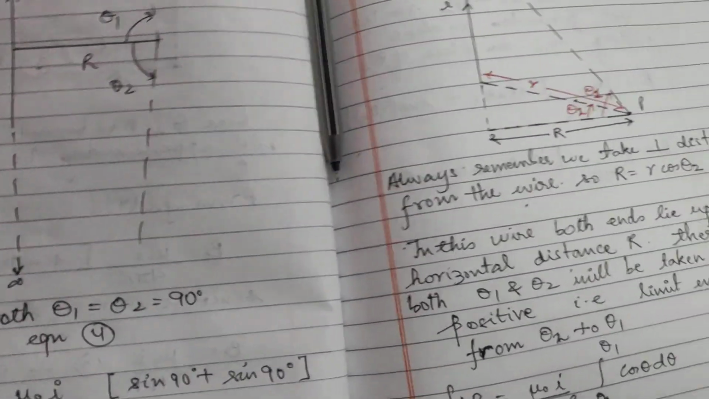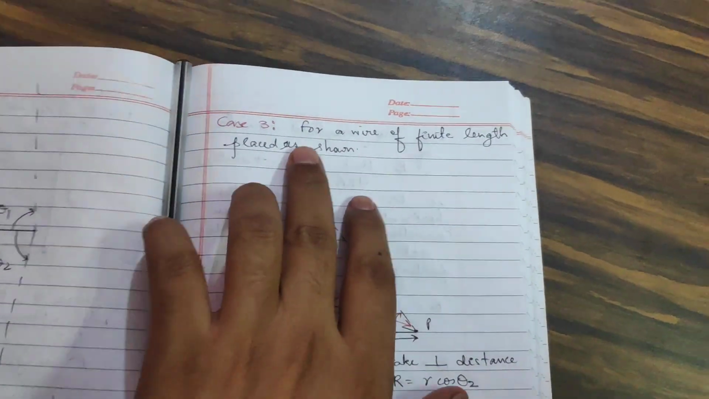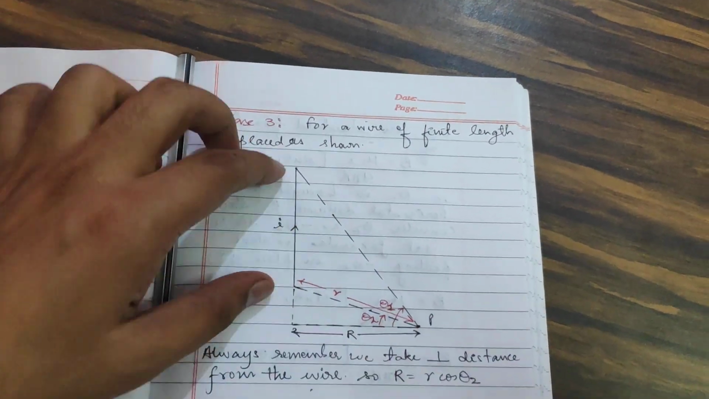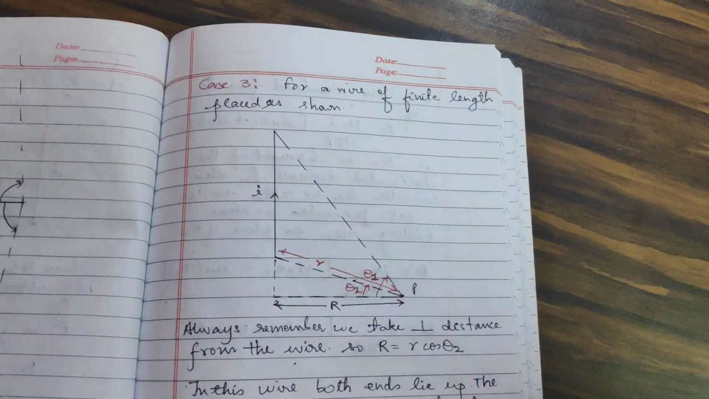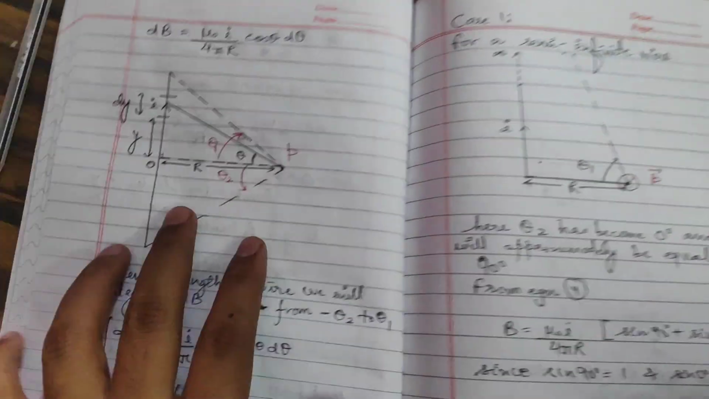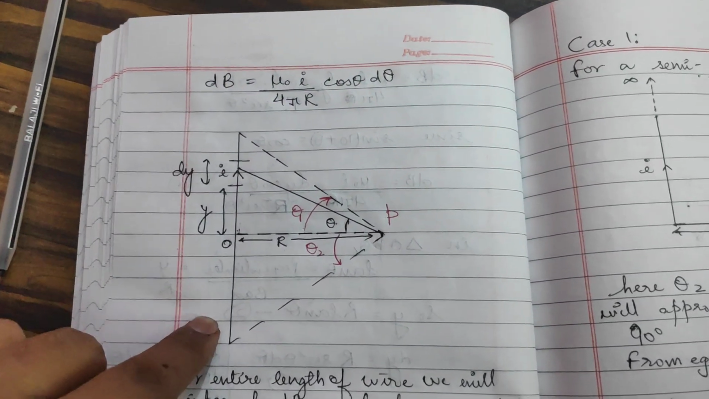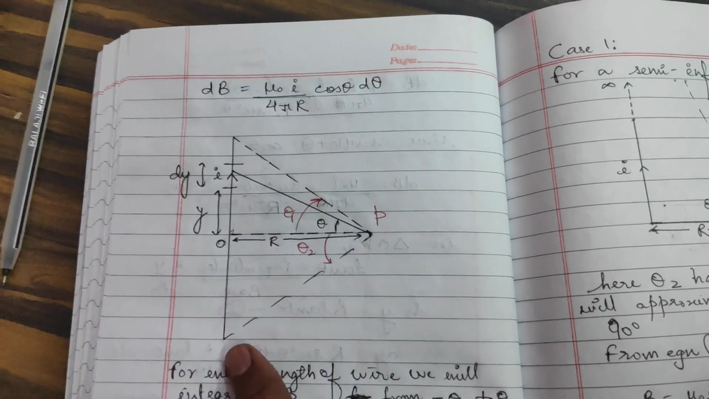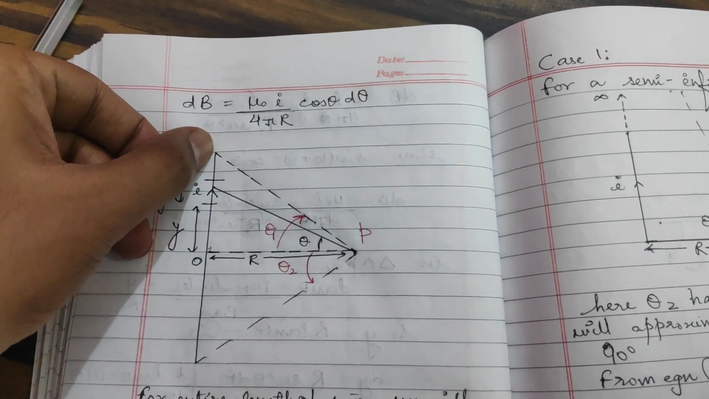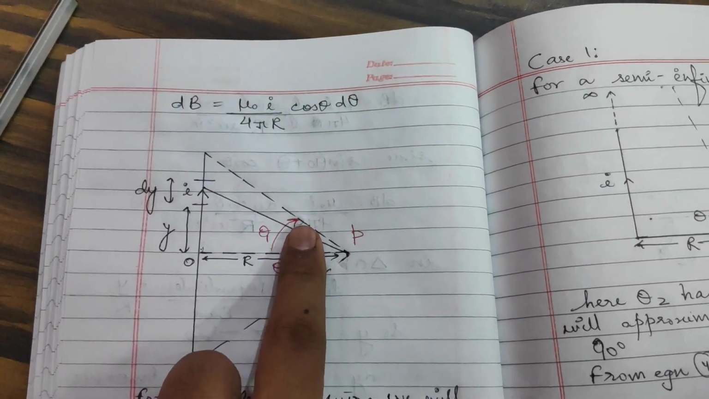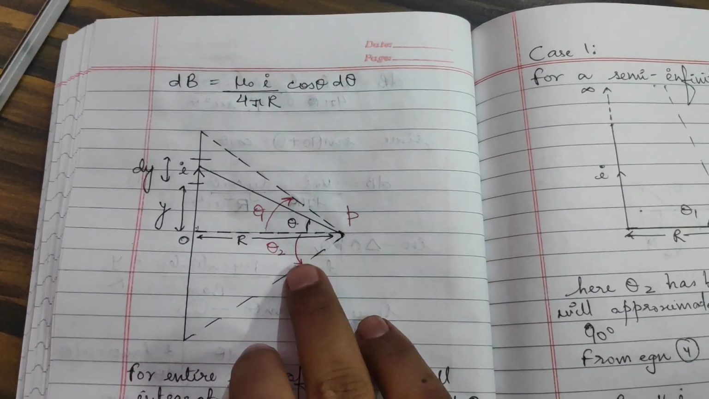Now this case is very interesting. Case 3, for a wire of finite length. Now this wire is also of finite length. But what has happened? If you see over here, this wire was of finite length, but one end was lying below capital R and the other end was lying above capital R. So this was theta 2 and this was theta 1.